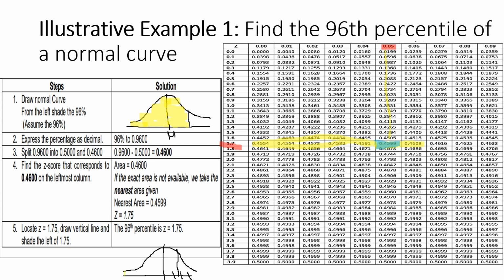We shade the 96%, which is, and then pakisulat na lang din sa ilalim ng vertical line, dito banda, yung 1.75. And therefore, we conclude that the 96th percentile is z equals 1.75. So, ganun lang kadali.